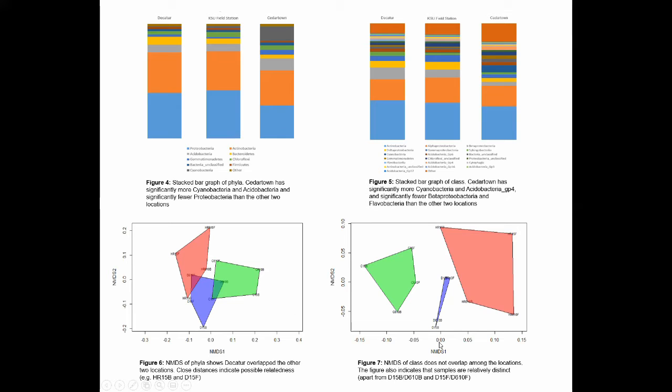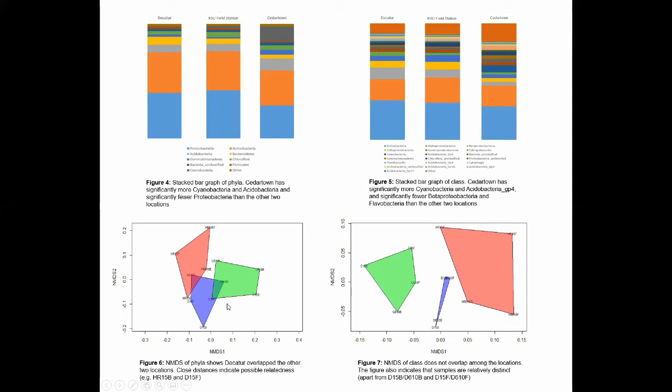Below it is figure 6 and 7. Both of these are NMDS plots that have convex hulls to help better visualize the beta diversity that's happening. The overlapping locations in figure 6 indicate possible relatedness between the phyla. As you can tell, there are 3 points of overlap, most of which is regarding the Decatur site. So D610F right there, D610B right here, and the very last one, which is the Cedartown overlap, which is C15F.